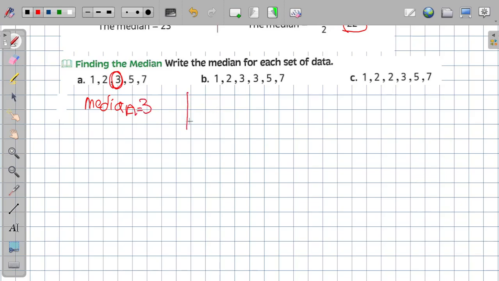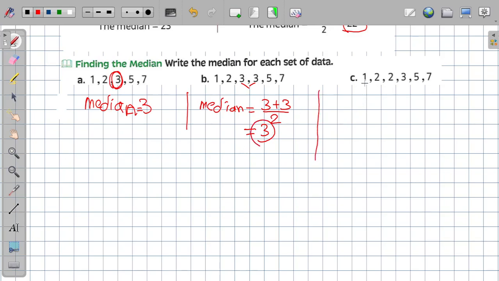Okay, number 2, I have 1, 2, 3, 4, 5, 6 values. So I will take the two numbers that are in the middle. I have 3 and 3. And after that, I will say the median here will be computed from the two numbers. I will add them together like this, 3 plus 3, and after that I will divide by 2. So it will be 3 plus 3 equals 6, divided by 2 equals 3, so the median is 3.